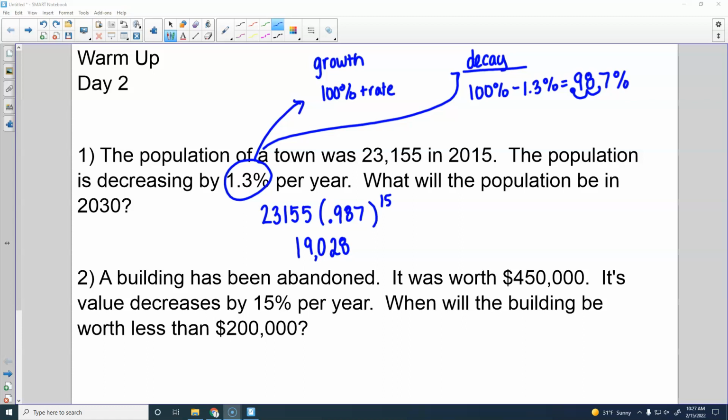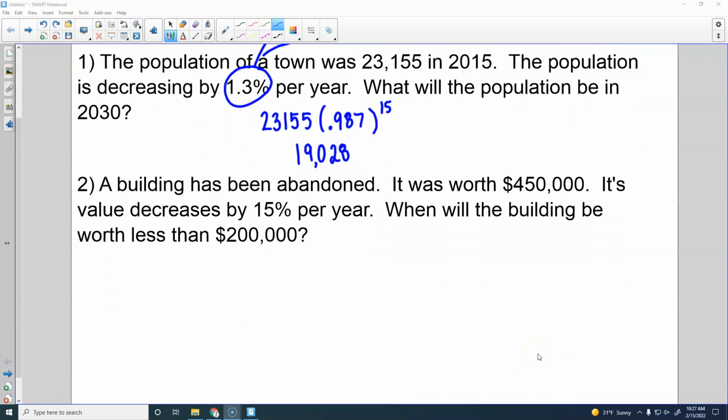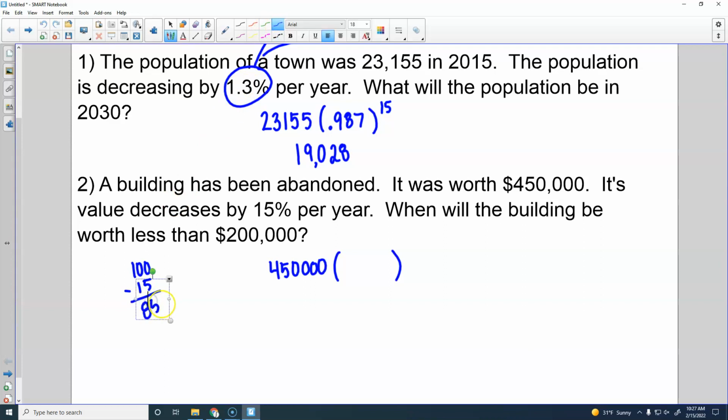Okay, now for this one, Presley, what's our initial amount that we're going to have? Good. And then, Presley, what will we use for our B value there? Good. So we'll do 100 minus 15. What will that give us? 85. We want to change that to a decimal. So what would that be as a decimal? 0.85. So we're going to use 0.85 right here.